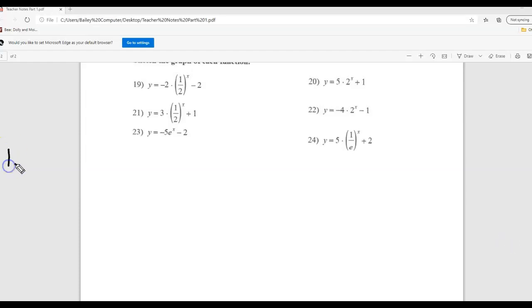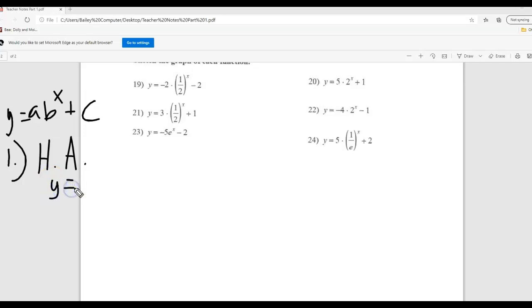So the first step when you're trying to graph an exponential function, remember this is what they look like. First thing you're going to do is graph the horizontal asymptote. I'll abbreviate that HA, the horizontal asymptote. And the horizontal asymptote is the line y equals that number.